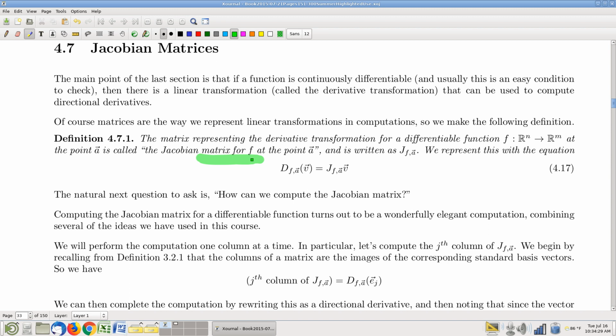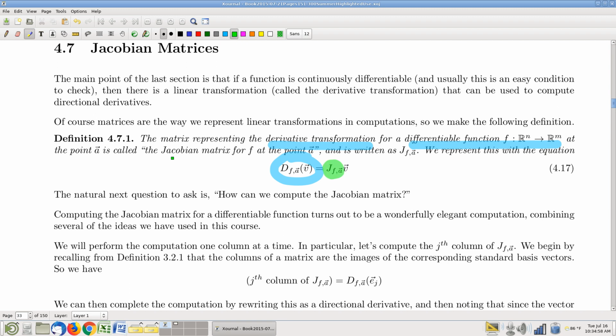Right, that's the whole point of section 3.2. Linear transformations are hard to write down sometimes, and so a matrix is a nice shorthand for it. So, here we go. If you have a differentiable function, you want to capitalize on that, and you want to be able to compute the derivative transformation for that differentiable function. How are you going to compute that derivative transformation? Answer, with a matrix, of course.